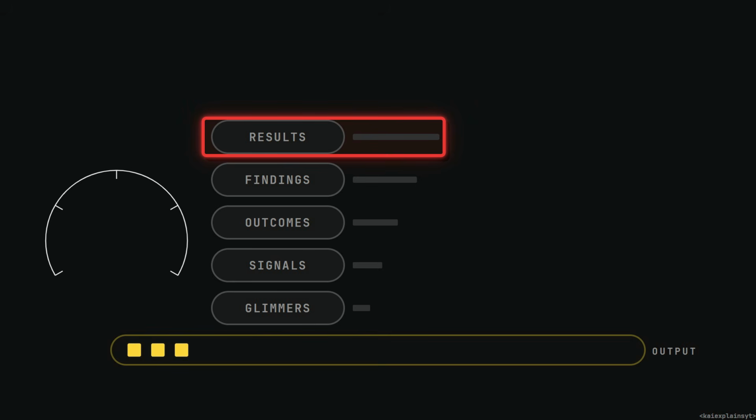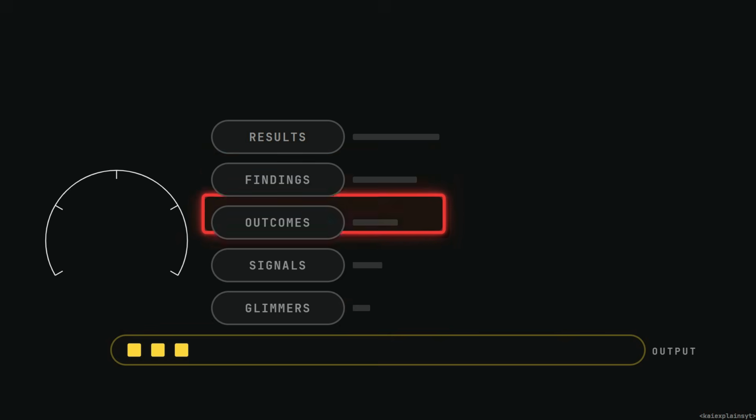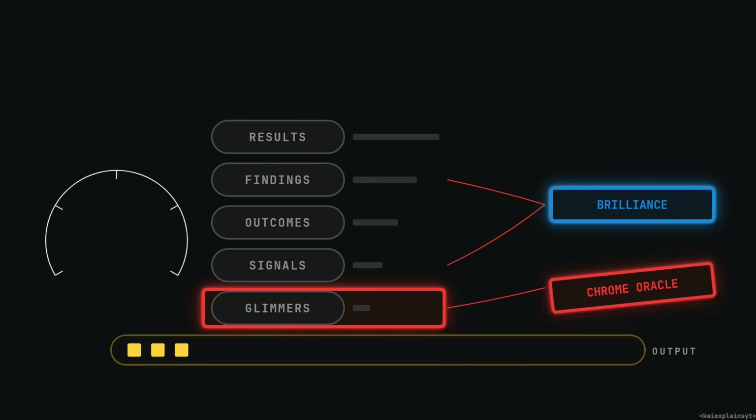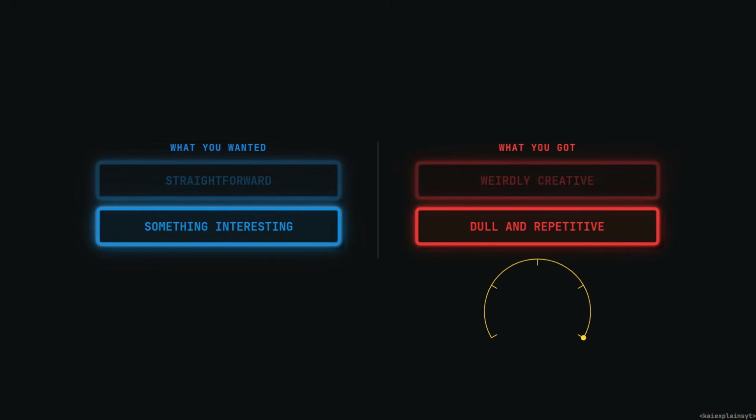At high temperature, AI starts taking risks. It reaches for unexpected words. It makes unusual connections. Sometimes that produces brilliance. Sometimes it produces chrome oracle. Depends on what you're going for. Once I understood this, I stopped being frustrated by outputs that felt off. If an AI is giving me weirdly creative answers when I want straightforward ones, temperature too high. If it's giving me dull, repetitive, completely safe outputs when I want something interesting, temperature too low.